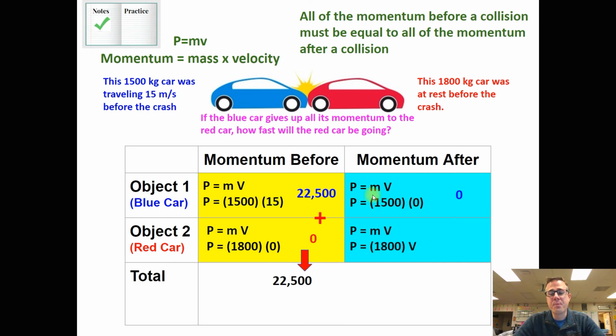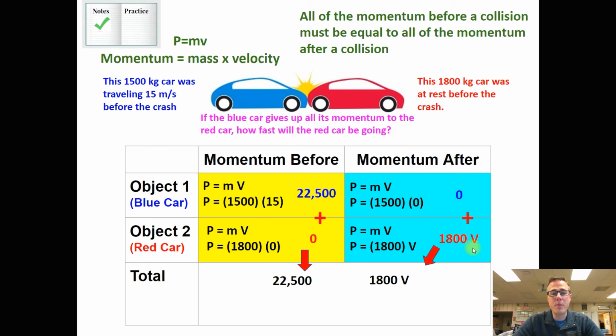So we go to the red car and we know that the momentum has to be mass times velocity, but remember, we don't know the velocity. So the mass is still 1,800, and we're going to use v and just leave it as a variable in order to find this velocity. So we have 1,800 times v, because we don't know the red car's velocity yet. But all the steps are the same. Now we have to combine the after by going 0 plus this 1,800 v, and then drop it down into the total box below. So that's just 1,800 v.